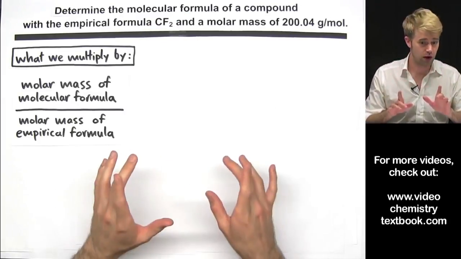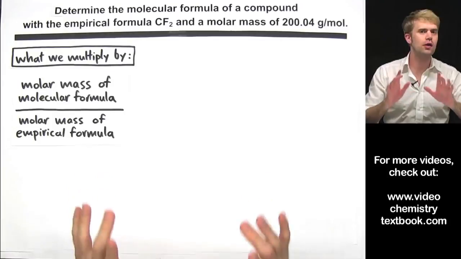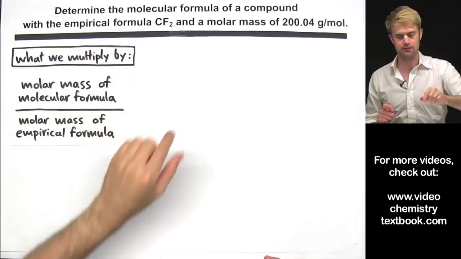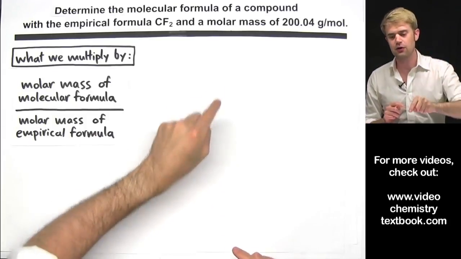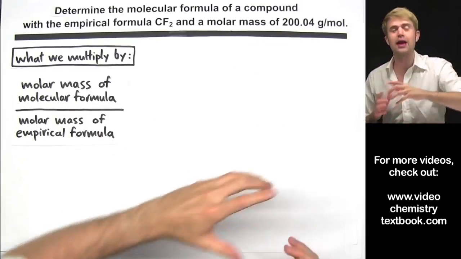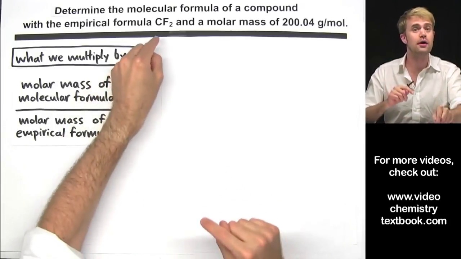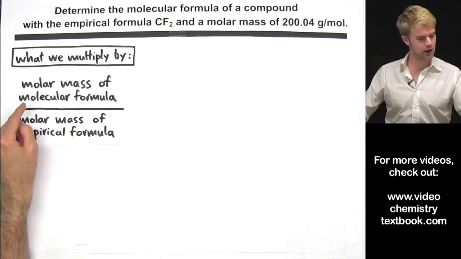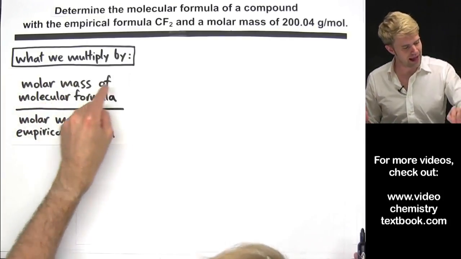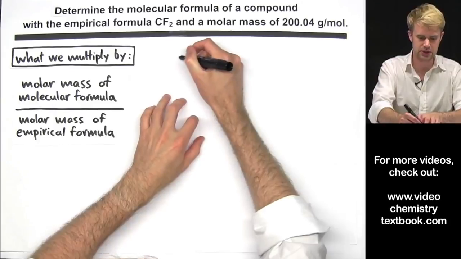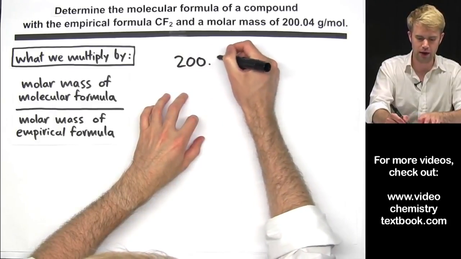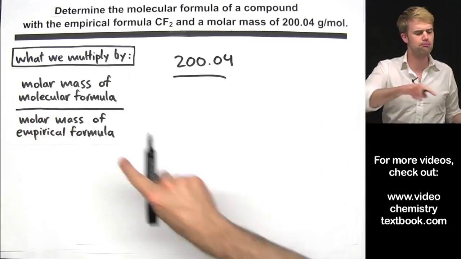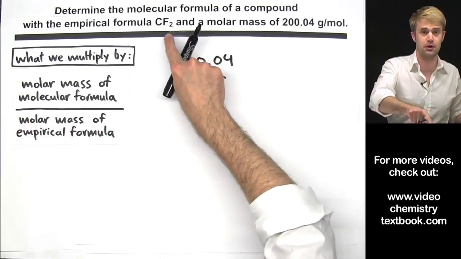As we said before, problems like this are really all about finding what number we want to multiply the empirical formula by to find the molecular formula that has the right molar mass. Here's one way we can get it. We can use this equation, where we take the molar mass of the molecular formula, in this case 200.04. We get that from right up there. And then we divide it by the molar mass of the empirical formula, CF2.